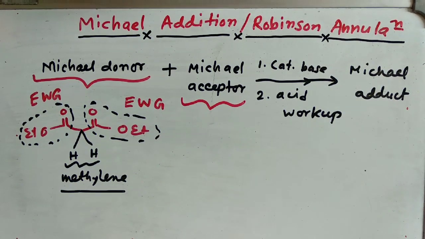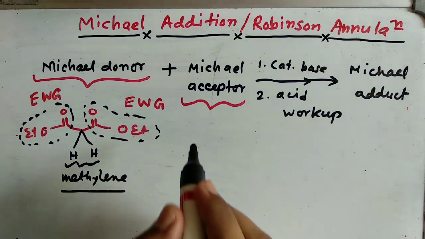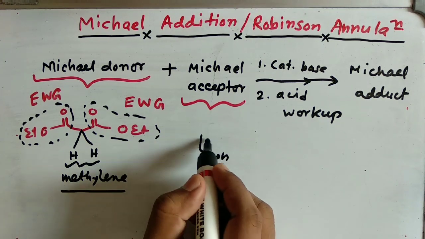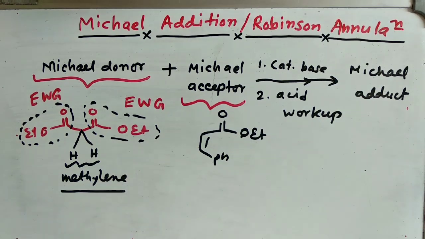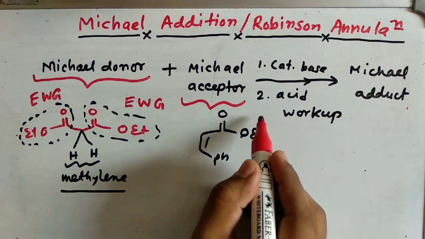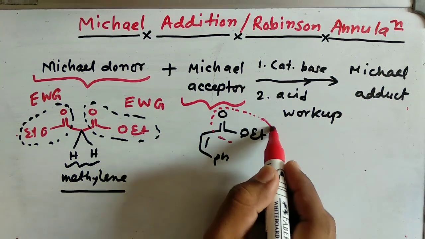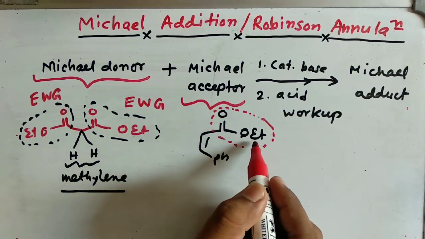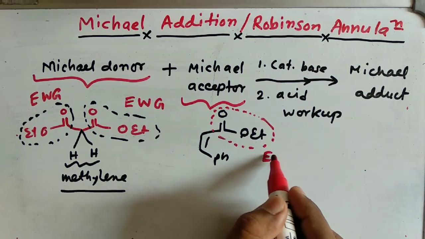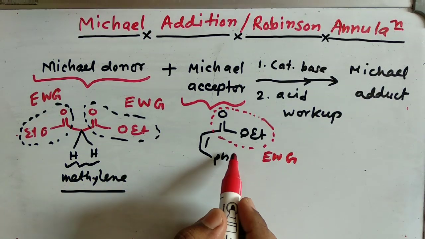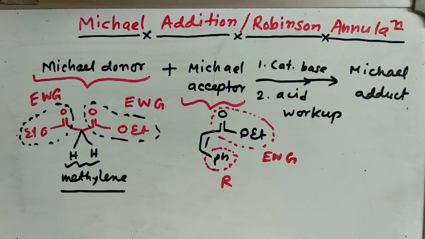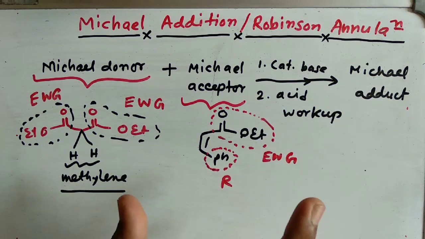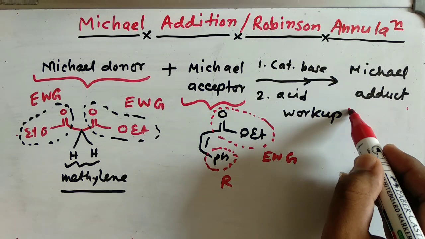Another is the Michael acceptor. So what is a Michael acceptor? Let's take an example. This kind of thing, it's OEt. Here this group is also CO or COOEt, so that is why it's also an electron withdrawing group, and this is the R group. So R means an electron withdrawing group. What does it mean? I am coming into this. So this is the Michael acceptor. Why it's a Michael acceptor, I am also coming into this. Just keep watching. And finally we get the Michael adduct.